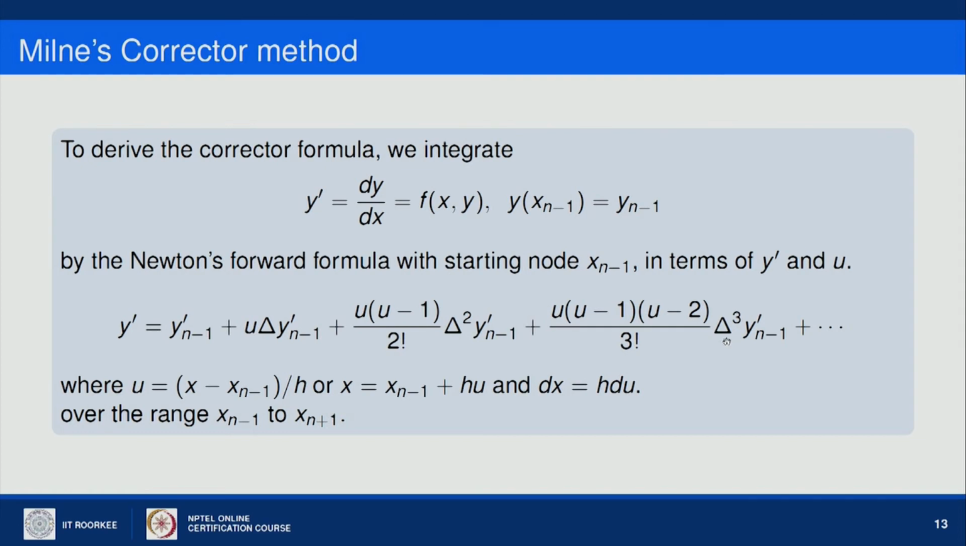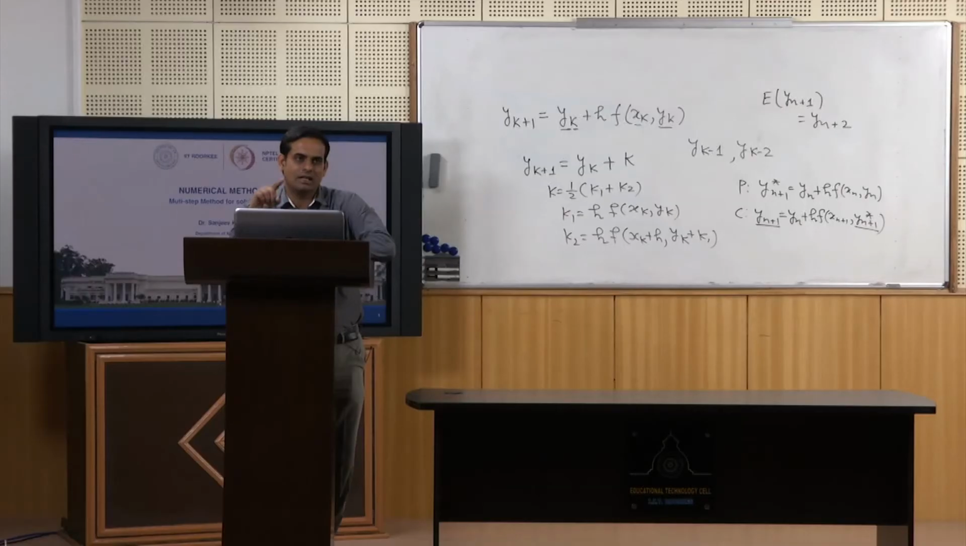So, we have taken it up to del 3, and here u is (x minus xn minus 1) upon h, or I can write from this equation x equals xn minus 1 plus h times u. So, it will become dx equals h times du, which is the same as in the predictor formula. However, the range is different. In the predictor we had the range from xn minus 3 to xn plus 1, but here we are using the range from xn minus 1 to xn plus 1. So, we are using only 3 steps here, whereas in the predictor formula we were using a total of 4 steps.